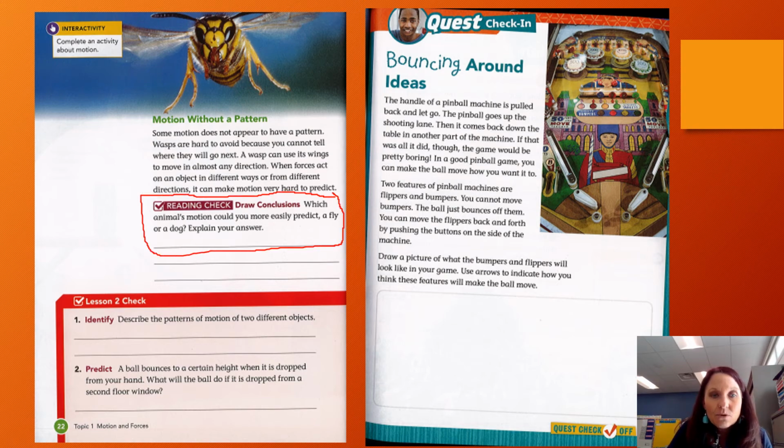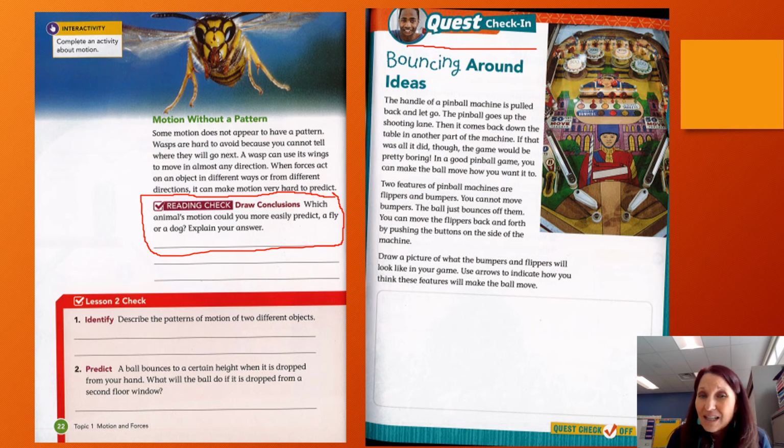So your question on your assignment will be here. Which animal's motion, remember that's their movement, could you more easily predict? A fly or a dog? Explain your answer. And then this is just another piece of information on how motion is used in our real world. Bouncing around ideas. The handle of a pinball machine is pulled back and let go. The pinball goes up the shooting lane, then it comes back down the table in another part of the machine.